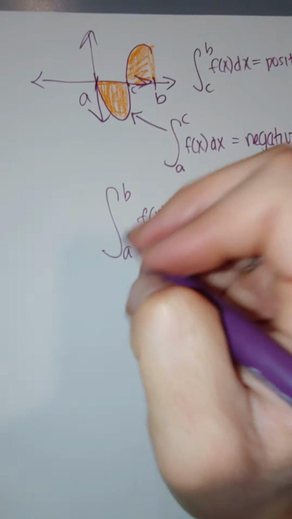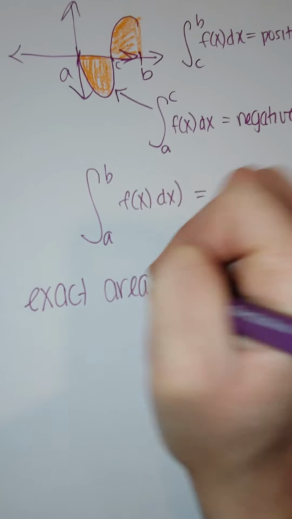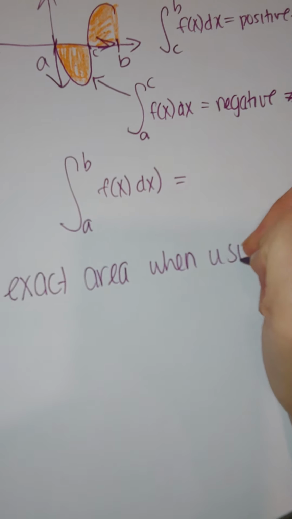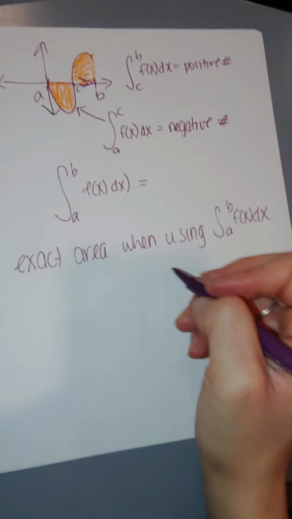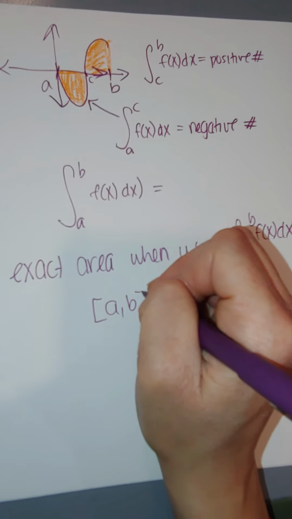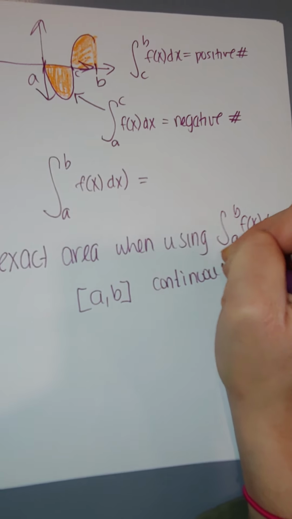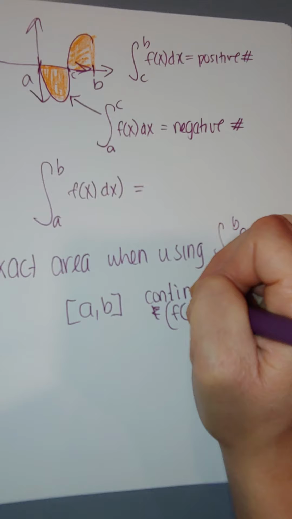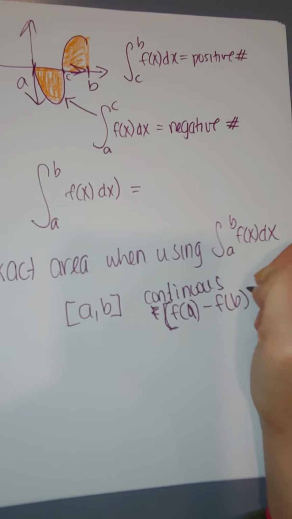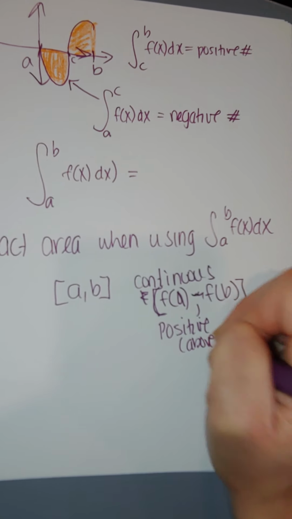So you only get the exact area when using the definite integral if the interval they're giving you is continuous and f of A through f of B is positive or above the x-axis.